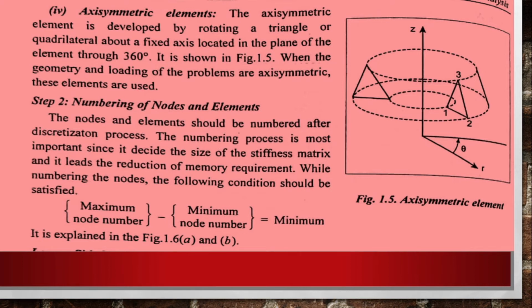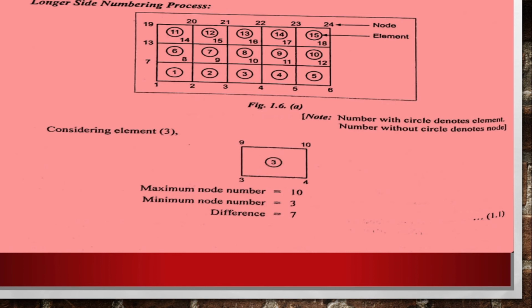Okay, while we give these numbers, there is a formula to satisfy the condition: maximum node number minus minimum node number should be minimum. So if the minimum node number is subtracted from the maximum node number, we should get the minimum value. So we can see this in the longer side numbering process.